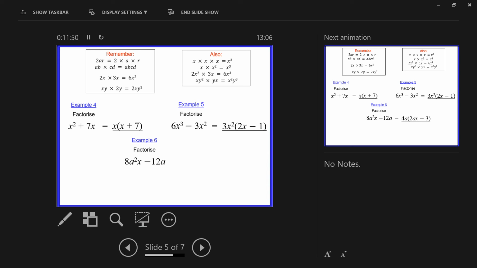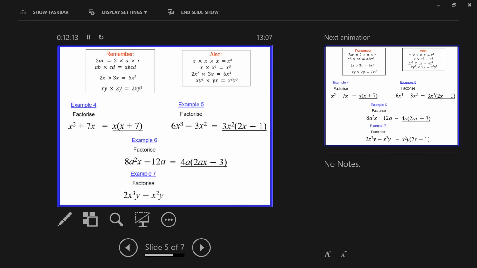8a to the power of 2x minus 12a. First, look at the numbers, 8 and 12. Would there be a common factor? 4. Okay, now let's look at the variables. a to the power of 2x and a. So what would be my common factor? 4a. Okay, any questions so far?